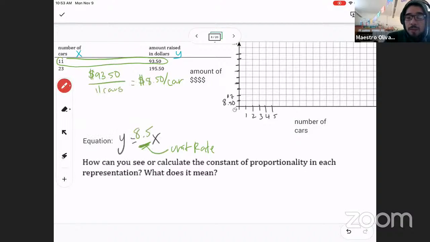A mistake a lot of people tend to make is they make this 1, and then they make this 2. Notice how the gap here is just 1, but then up here, it's 3. So once you have all your pieces together, you can go ahead and just start graphing. One car is $8.50, 2 cars is $17, and you have your equation.